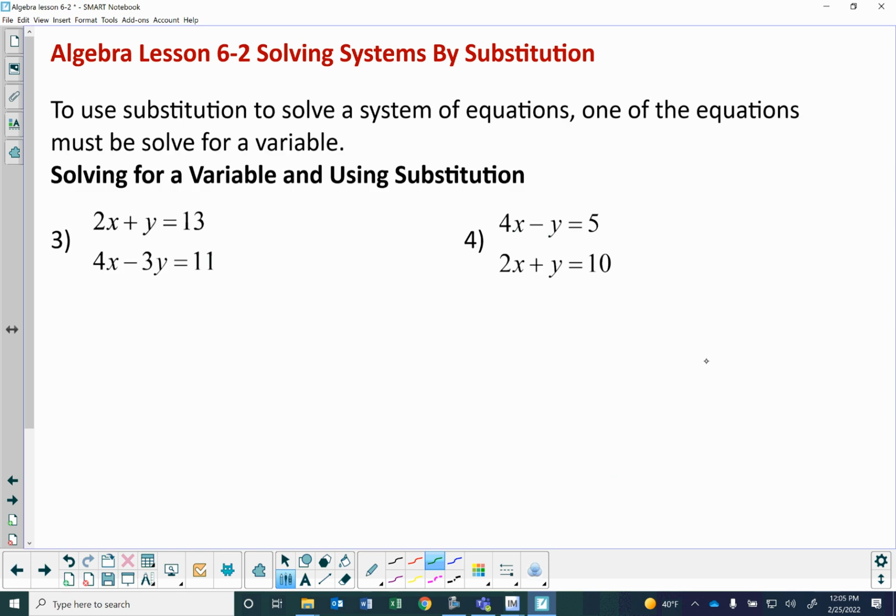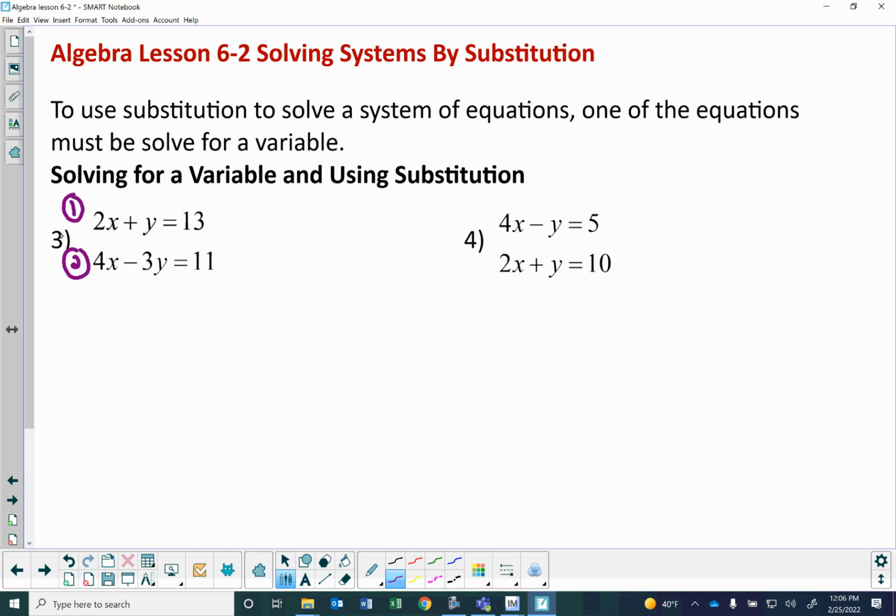Now, sometimes you don't have an equation that's solved for a single variable. When this happens, one of your equations must be solved for a single variable. If we look at problem number 3 here, I have two equations. I'll aptly number them 1 and 2. Now, one of these equations is going to be much easier to solve for a single variable than the other.